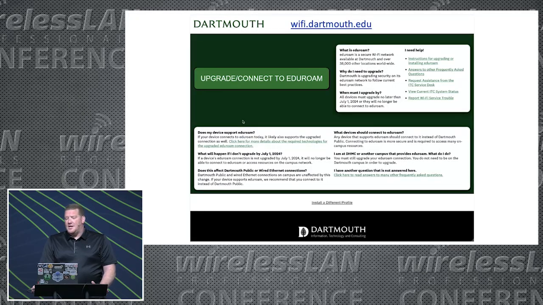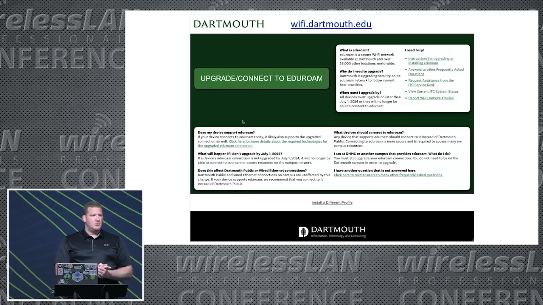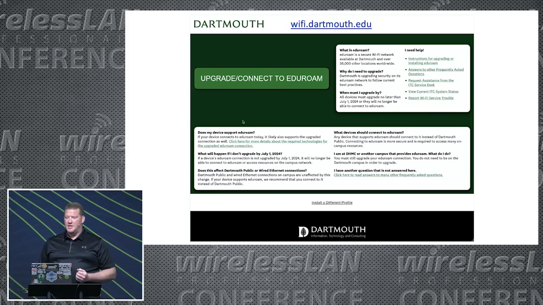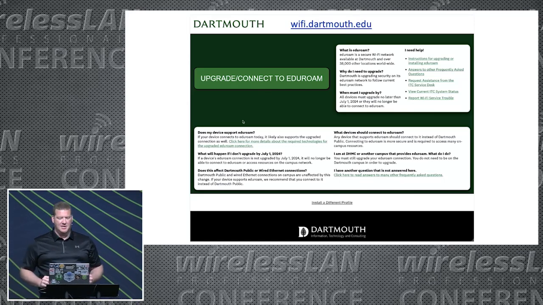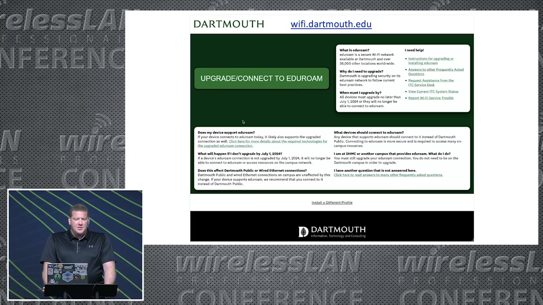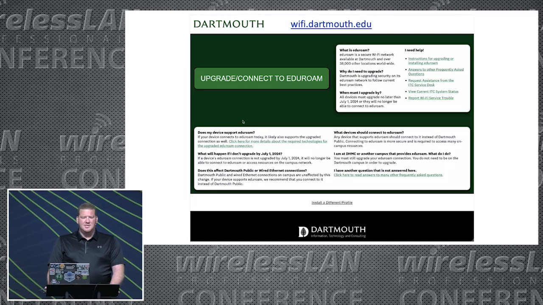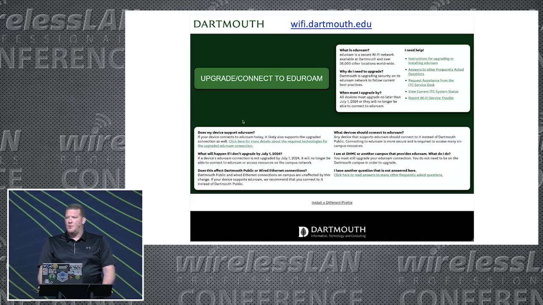We decided that a landing page, a website, would be the easiest way to communicate information about the change. wifi.dartmouth.edu, it's public-facing, you can view it yourselves, was created with the most pertinent information up front. FAQs, an easy upgrade button. This screenshot is what it looks like during the transition period, so if you're viewing it now, it's going to have a slightly different look. Different bullet points of information have been moved around.